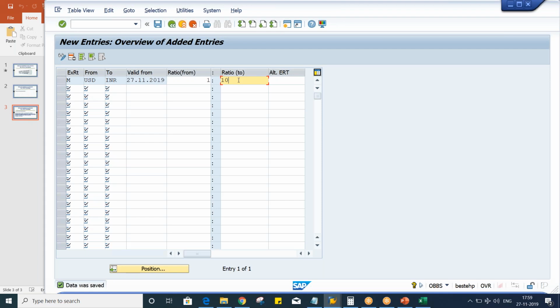This is the use of translation ratio or foreign currency translation ratio. That's all, guys. That's all in this session.